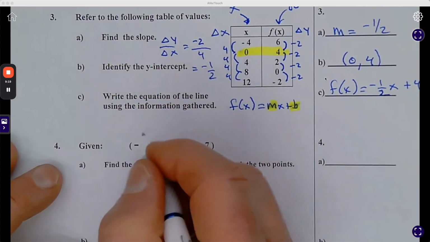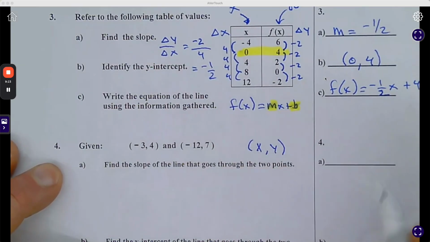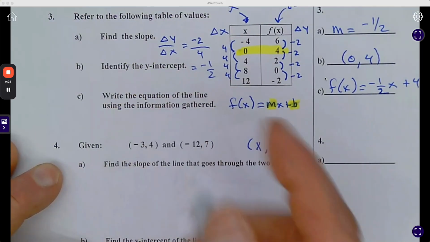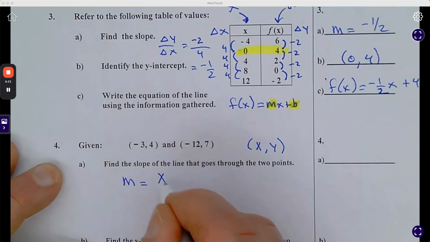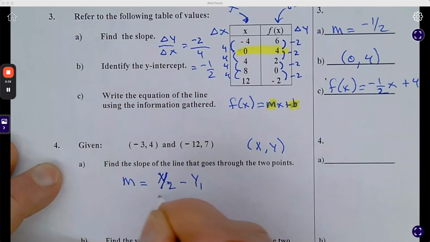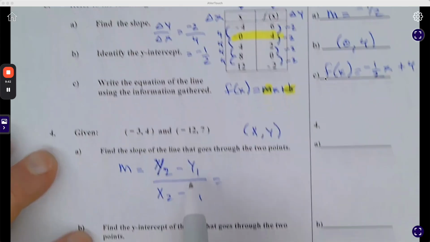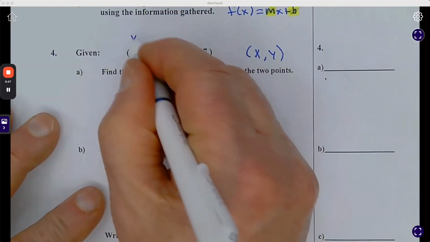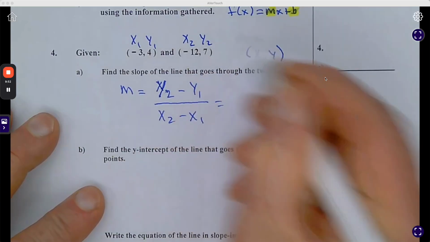First, label your ordered pairs. Remember, all ordered pairs are x, comma, y. If you need to, write that in your notes. But I have to differentiate between my x's, because remember, the formula is y2 minus y1 over x2 minus x1. So we have to use that formula, the slope formula given 2 points. This is my x1, this is my y1, this is my x2, this is my y2.